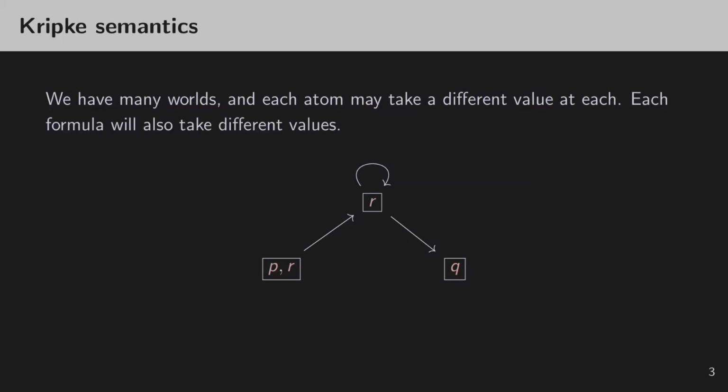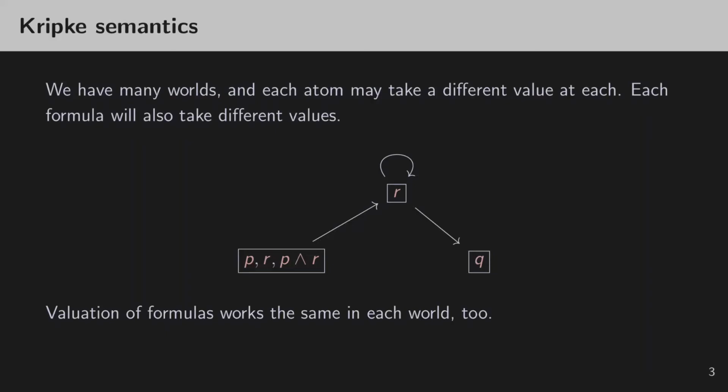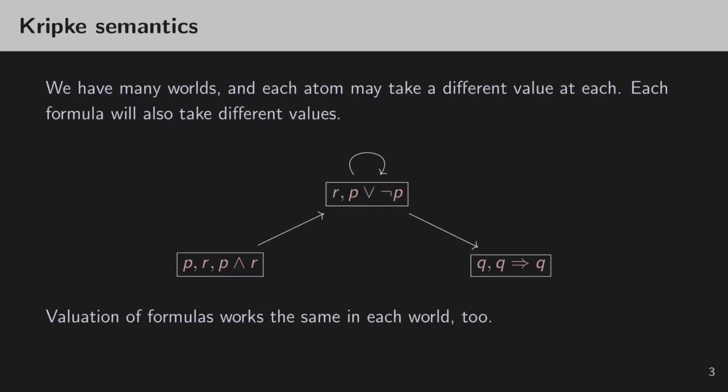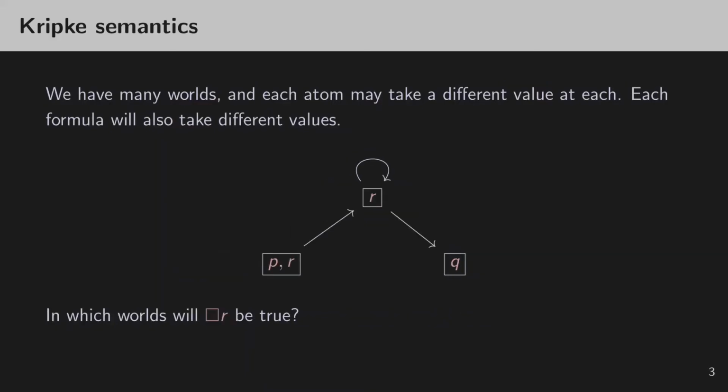Each formula will also take different values at each world, and this happens pretty much exactly how you'd expect. Since P and R are both true in our first world, we should also expect P and R to be true in that world. Trivial things will also be true, for example, Q implies Q, and P or not P is true. This sets us up with enough machinery to be able to talk about our box and diamond modal operators. In which worlds will box R be true?